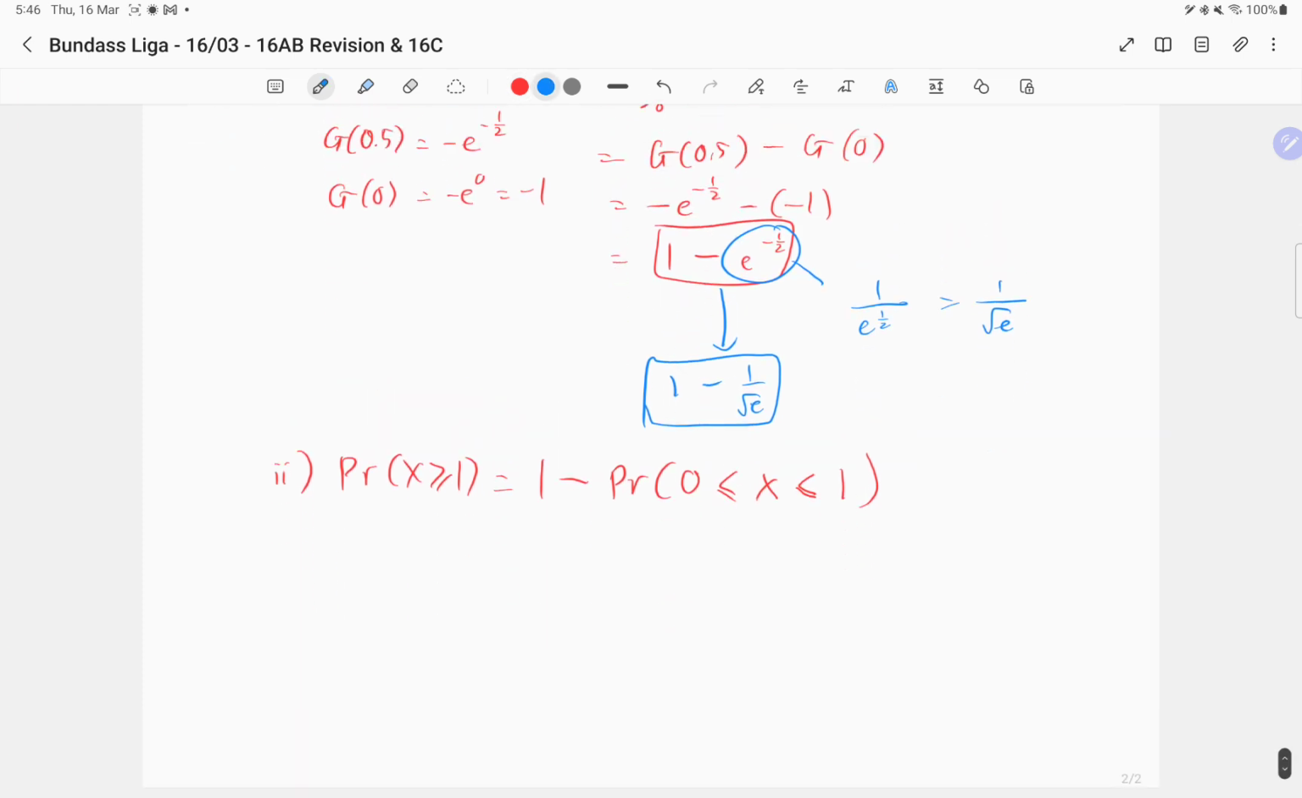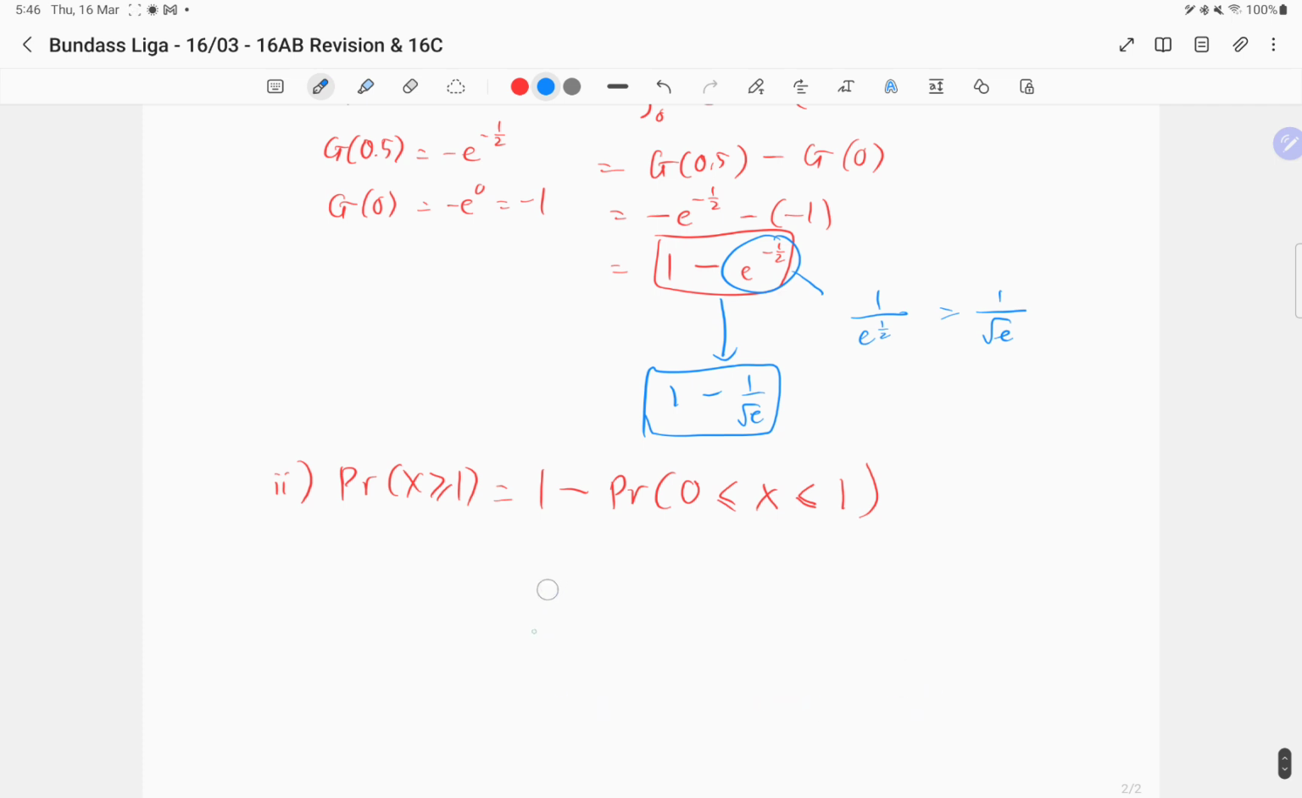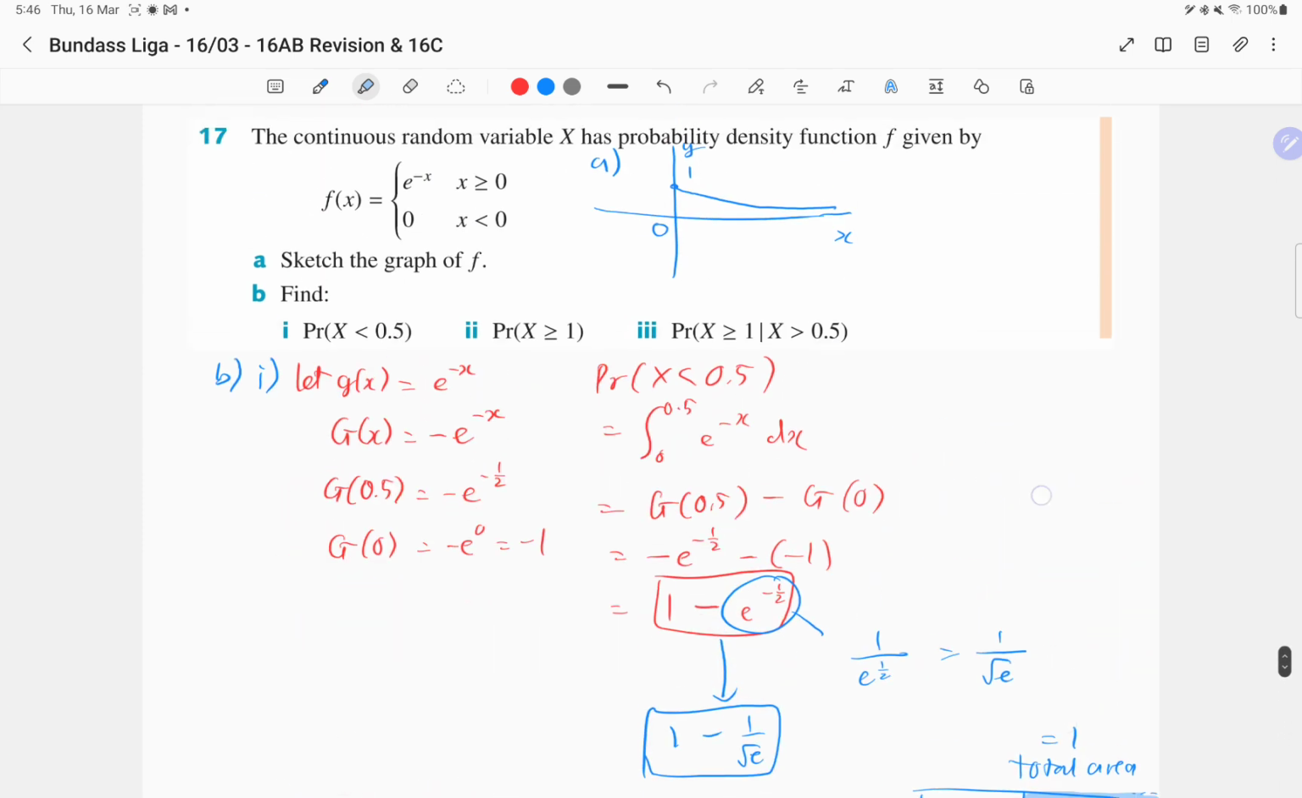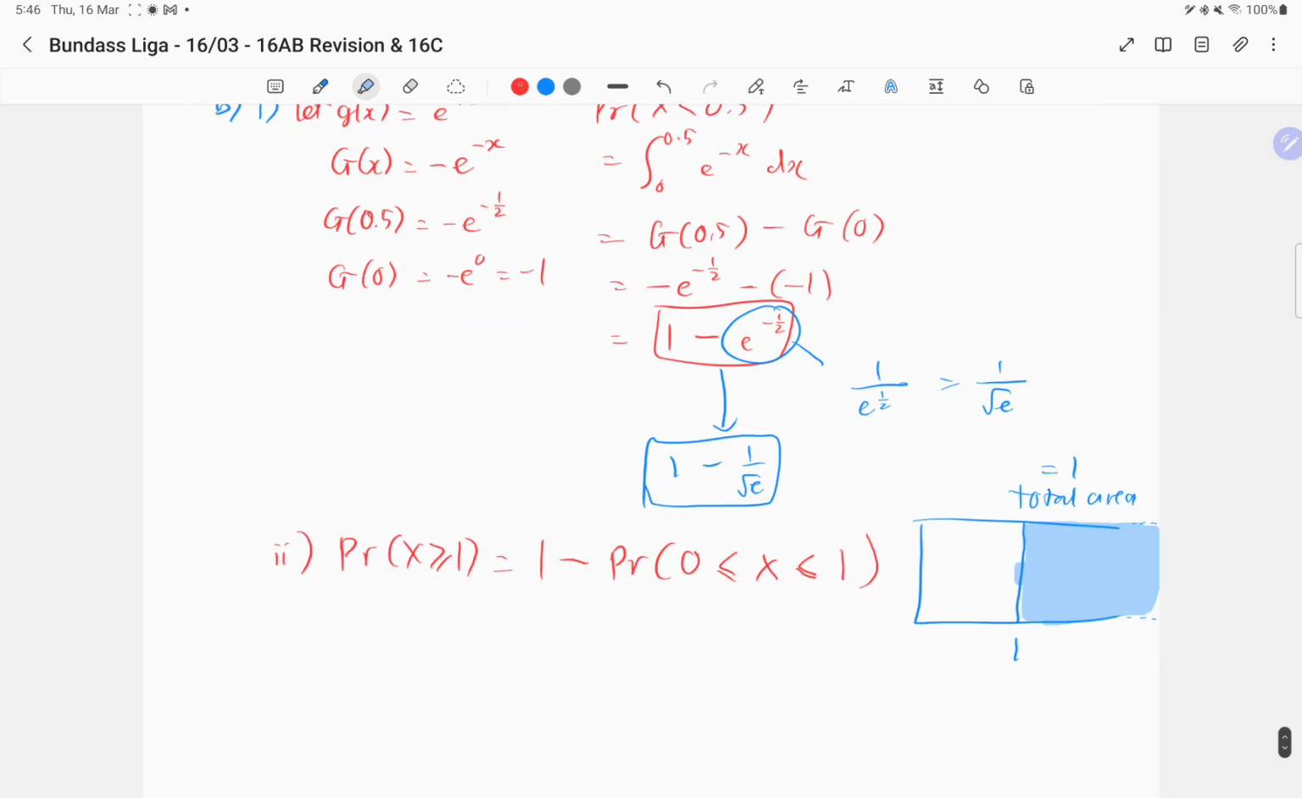So they're saying that the total area goes to infinity, yeah? So the total area, imagine a box is 1, because that's a PDF, right? And then they want you to find the area more than 1, so from 1 to infinity. I mean, you can technically do 1 to infinity, but if you don't want to deal with infinity, you can just take the total area, which is 1, and then subtract the area on the left, which is from 0 to 1.